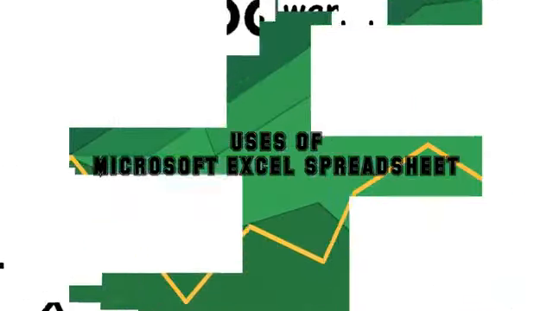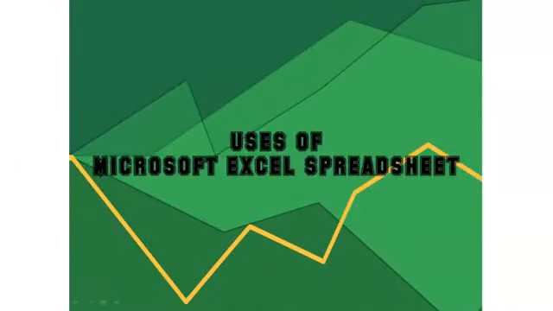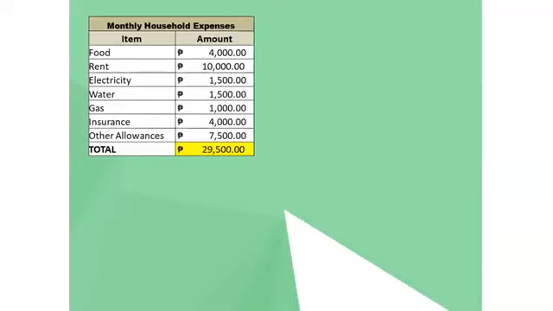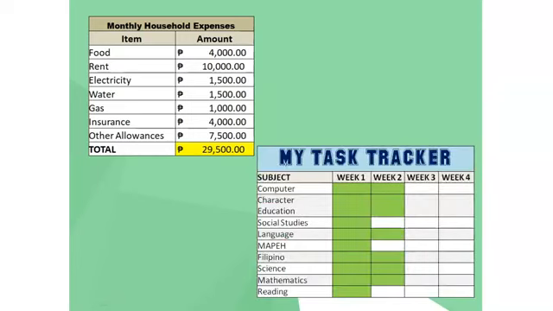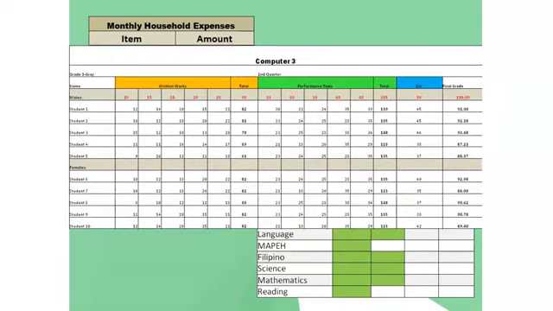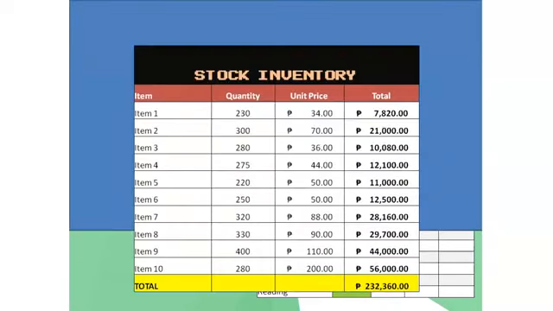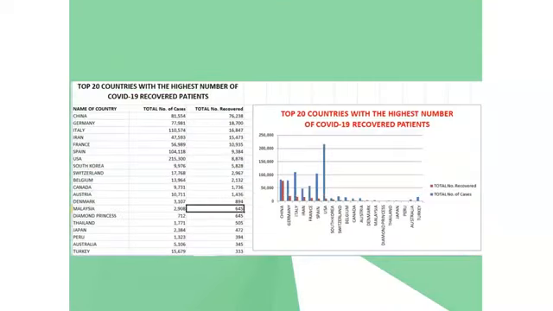So I'm gonna show you some examples where you can use spreadsheets like Microsoft Excel. You can use it to keep track of your household expenses or to even monitor your savings for the month. If you want, you can also use Microsoft Excel to create your own task tracker for your submissions in the different subjects. Microsoft Excel is also used in computing grades, creating inventories, and tables and charts, which include numerical data.